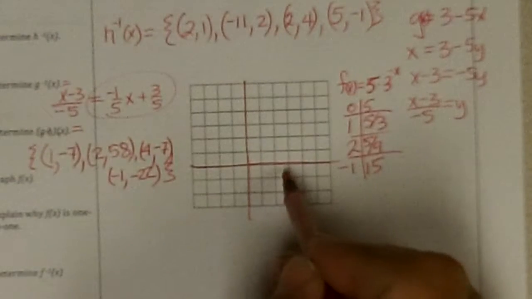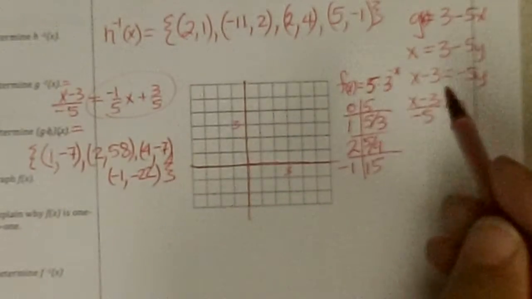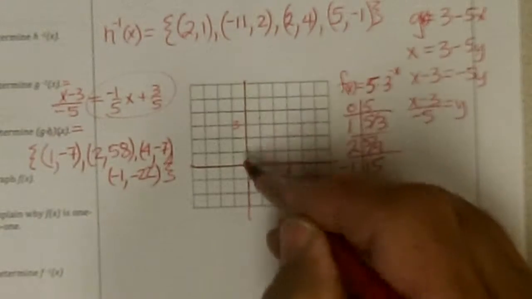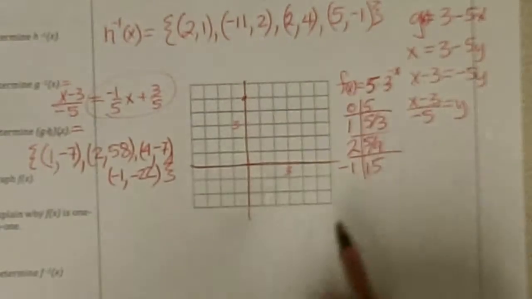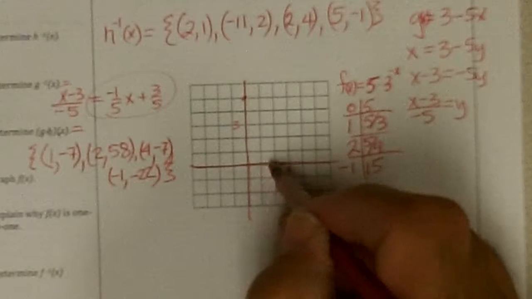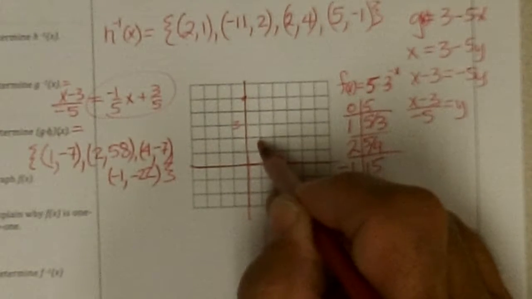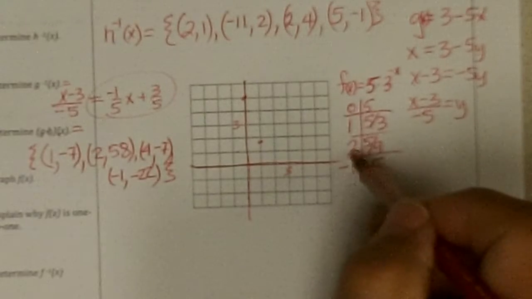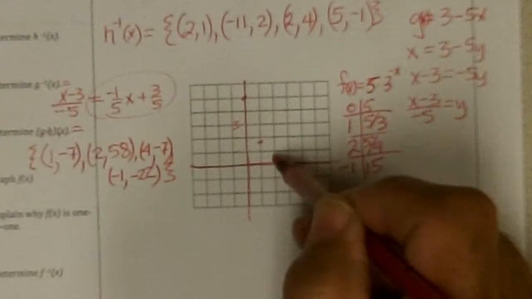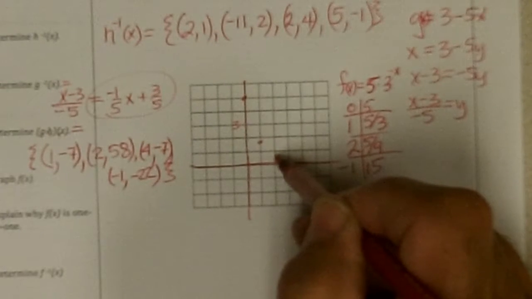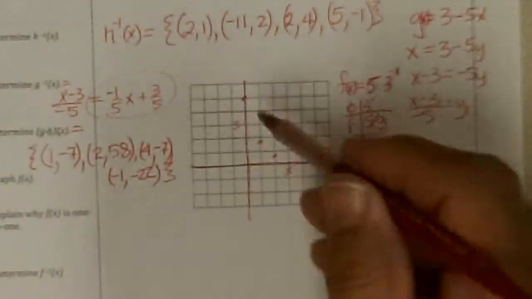So if I make each one of these 1, 2, 3, and 1, 2, 3, 0 is 5. 1 is 5/3. 3/3 is 1. 5/3 is 1 2/3. 2 is 5/9, which is about a half. A little over a half. And negative 1 is up at 15, so it's off.